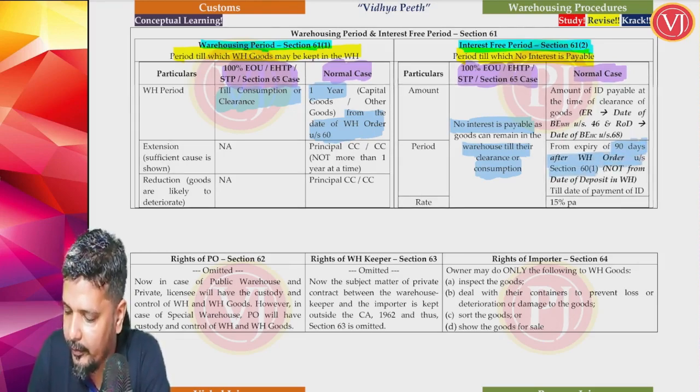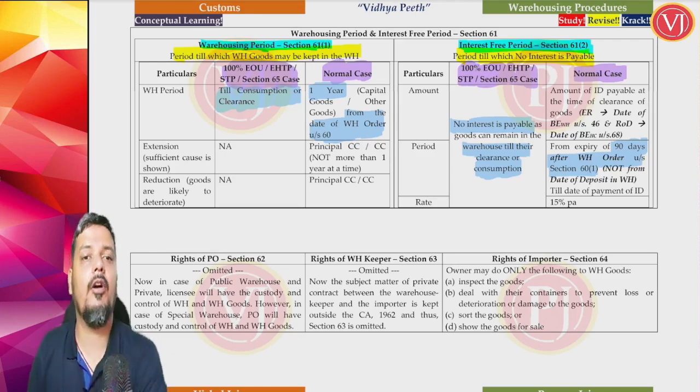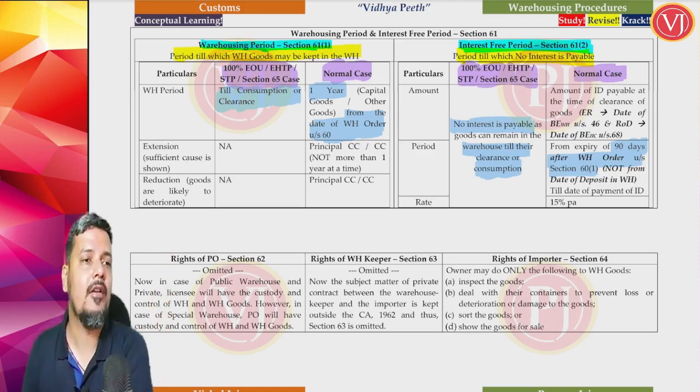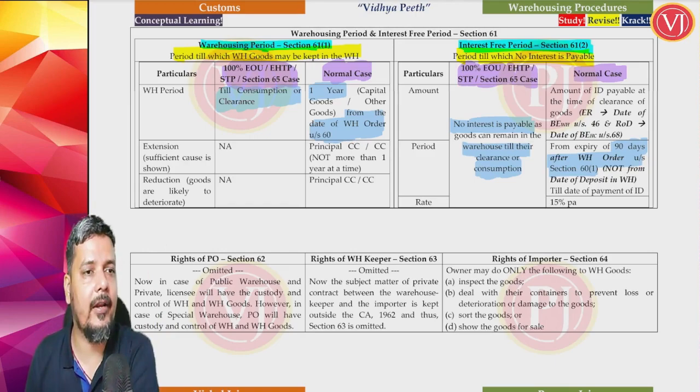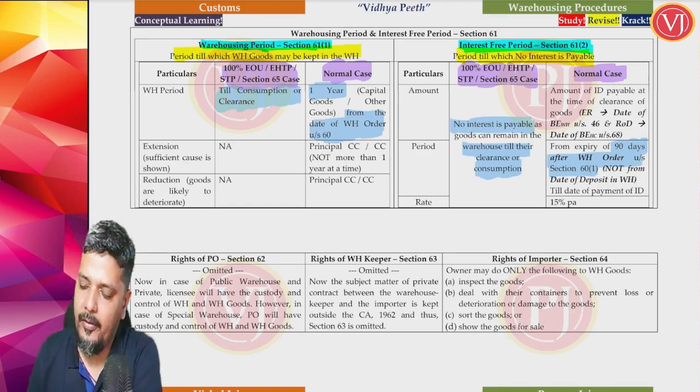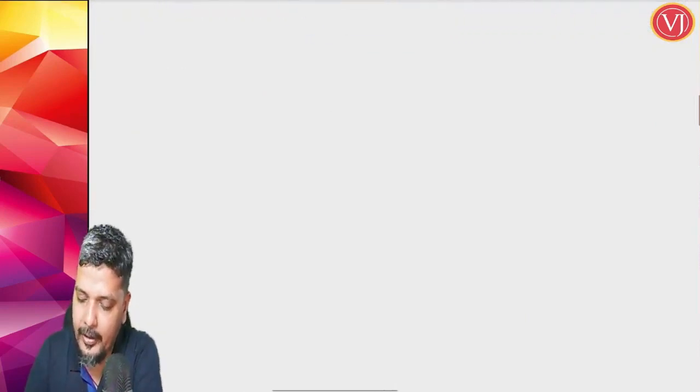90 days. If you recall, this was the exact time that we wrote in the bird's eye view. 1 year, 90 days. But please be careful in calculating the time limit.